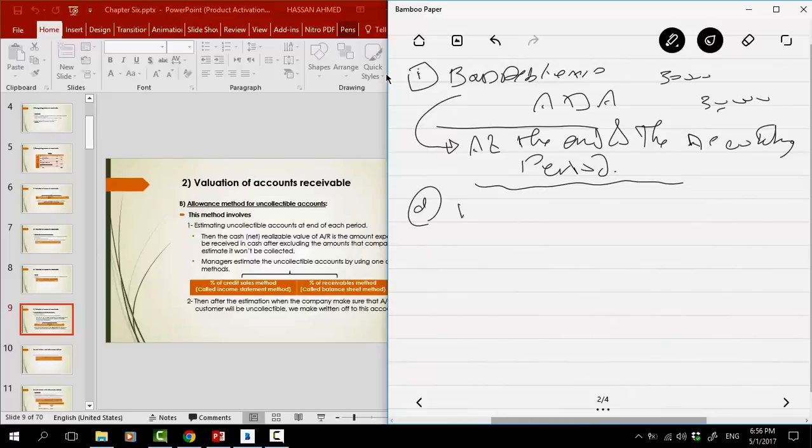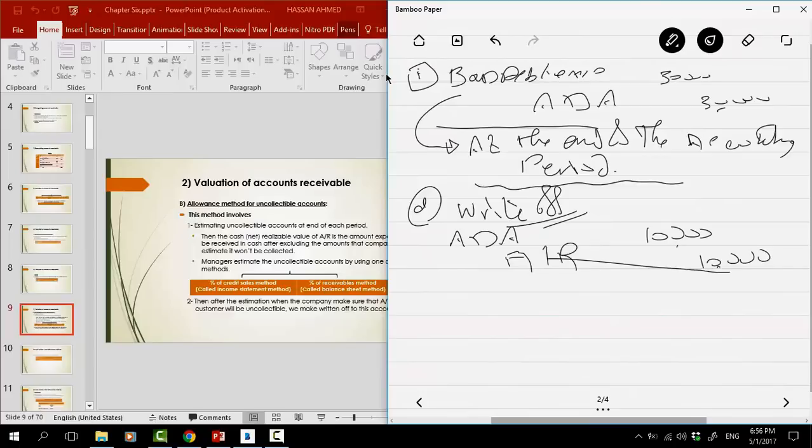Second, if under the allowance method the amount of money will be written off, then we will record ADA, or allowance for doubtful accounts, and accounts receivable, as the amount of money will not be collected.